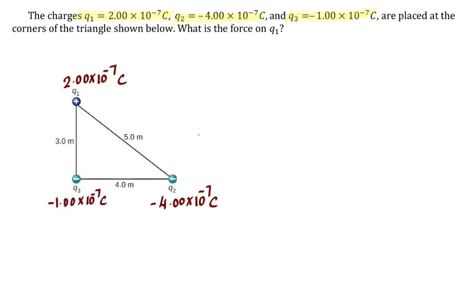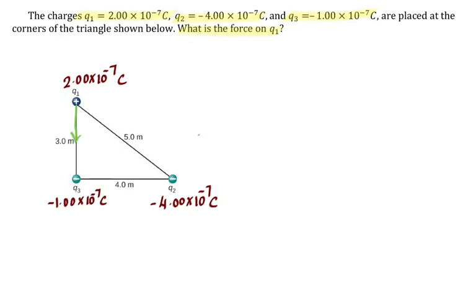So we want to focus on Q1 charge. That's what they are asking us to do. So we want to get the forces acting on Q1. So Q1 is going to experience two forces, one because of Q3 and one because of Q2.